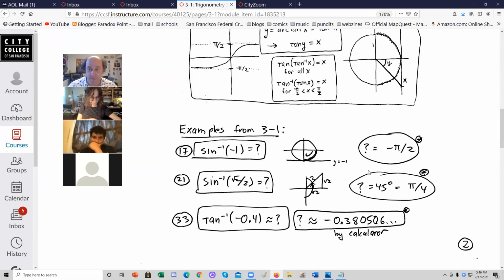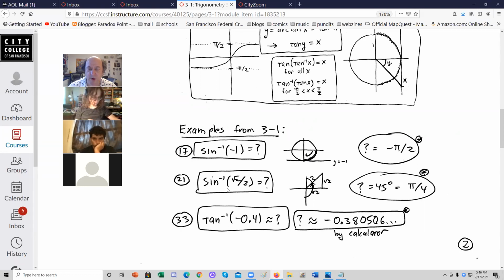So, for example, arcsine of -1. What's that? Well, I draw a line at y equals -1, and where does it meet the right half of the circle? It meets it here at -90 degrees, or in other words, minus pi over 2 radians.